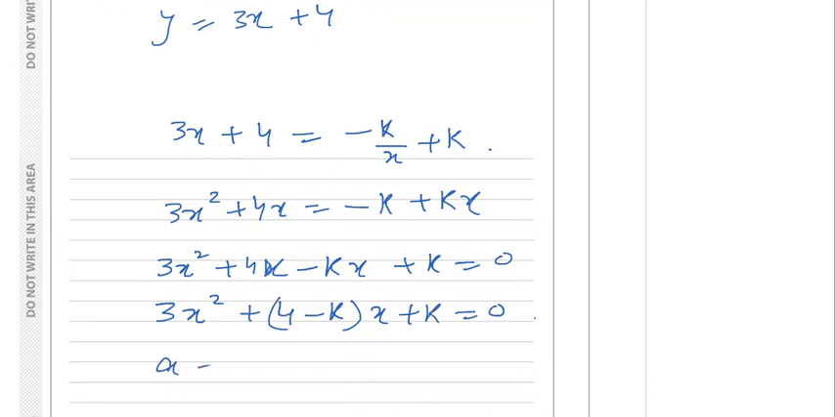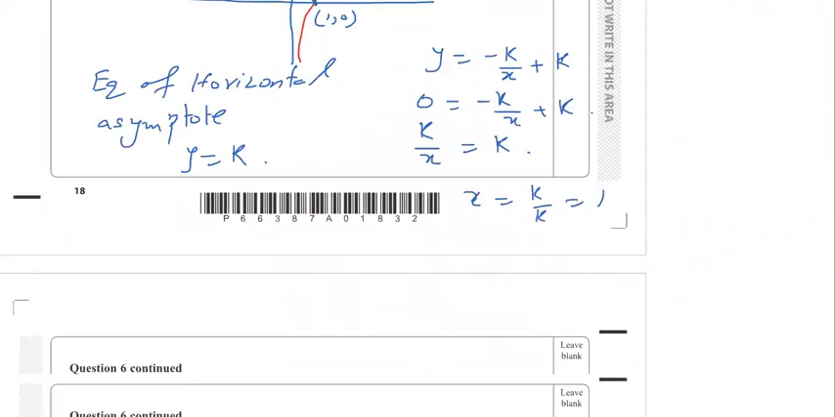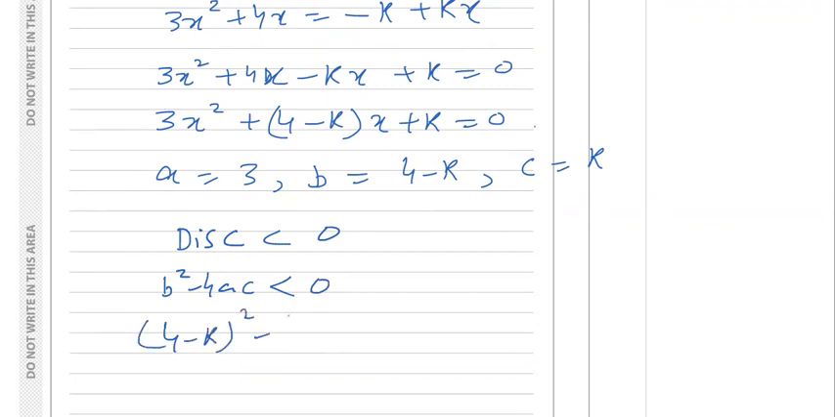Now in this quadratic, a is equal to 3, b is equal to 4 minus k, and c is equal to k. So as the question is saying, this curve does not touch this line, so it means discriminant will be less than 0. So taking the discriminant less than 0, now we know discriminant is b square minus 4ac, that will be less than 0. What is b? 4 minus k square minus 4 into a into c, that is less than 0.